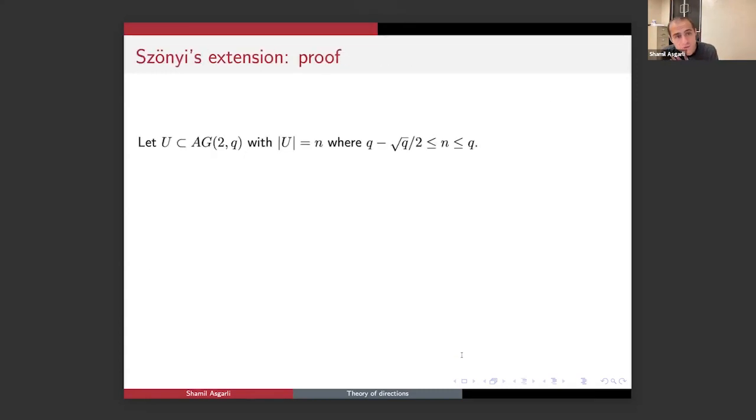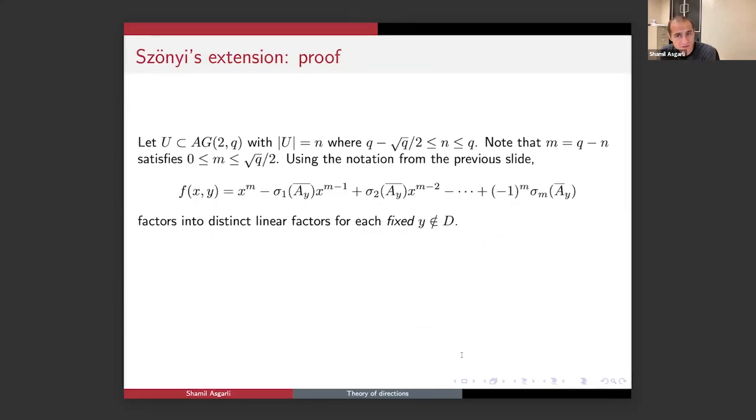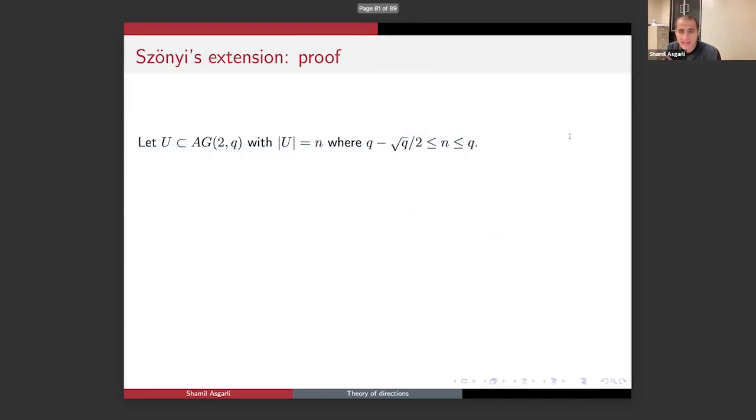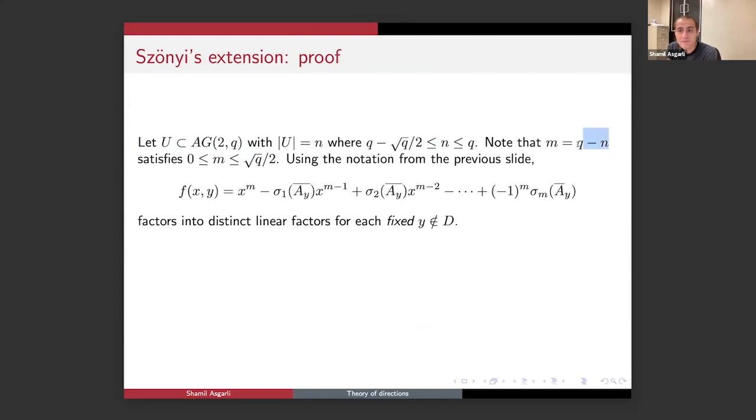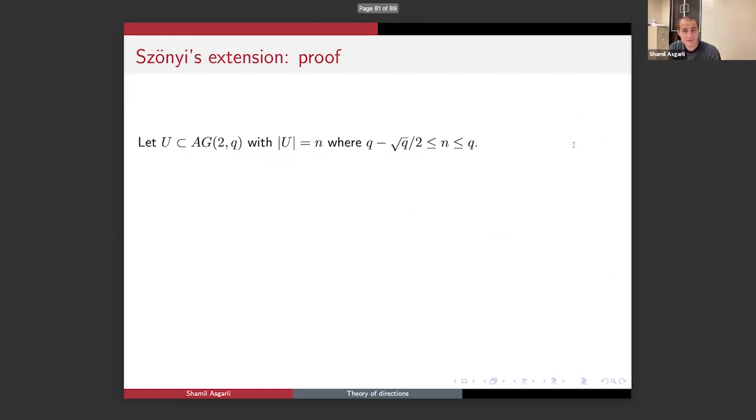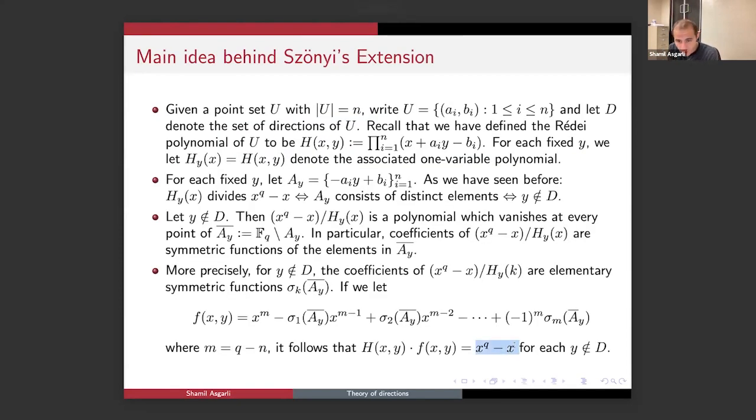And then the proof of Szőnyi's extension is that we take a set U, which has size n, and n is sandwiched between q and q minus root q over 2. Then I look at m. So what is m? m is q minus n. That's the complementary degree. That's the degree of f. All right, that's because this is total degree q. This is degree n, because that's the size of U. This means that f must have degree q minus n. f has degree m.